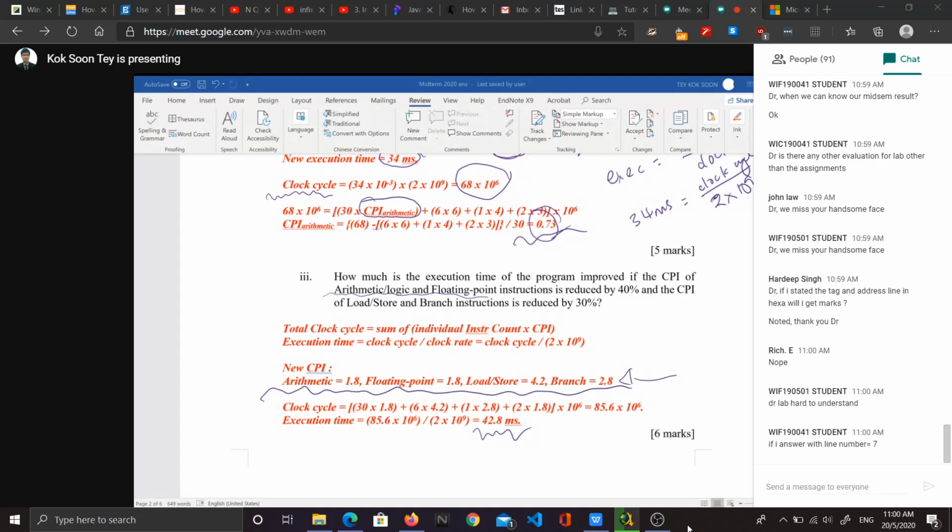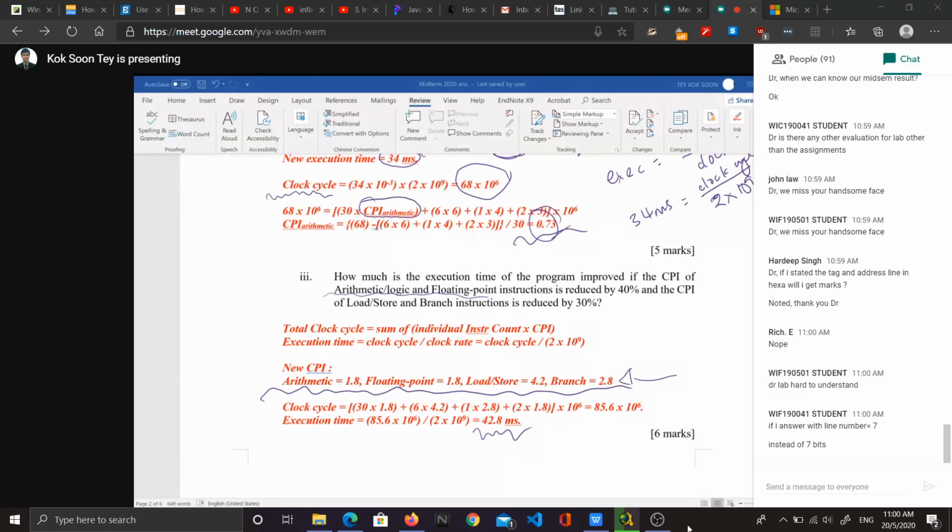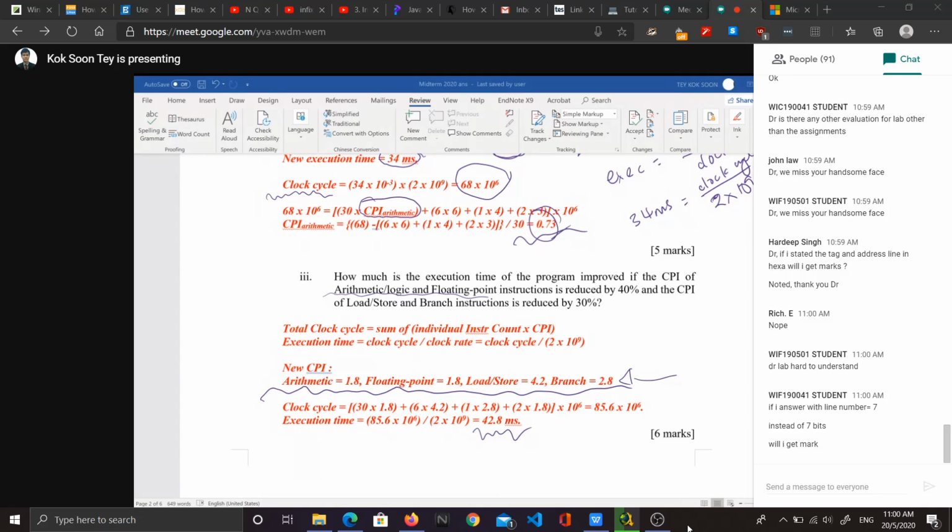With line number equal to 7? Yeah, can. Put 7 also can, I think. You mean the question to divide how many bits? Yeah, if you set line number as 7, I think it should be okay.